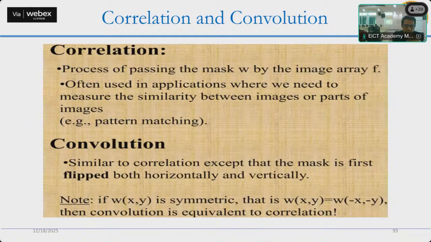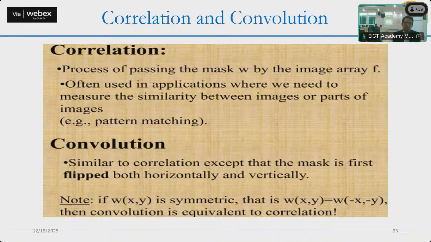Correlation. So two things are very important in spatial filtering: one is correlation and the other is convolution. What are correlation and convolution? They are basically the methods by which the mask operates upon the original pixels of the image. What happens in the correlation part? Mask values are directly multiplied with the image pixels. What happens in the convolution?